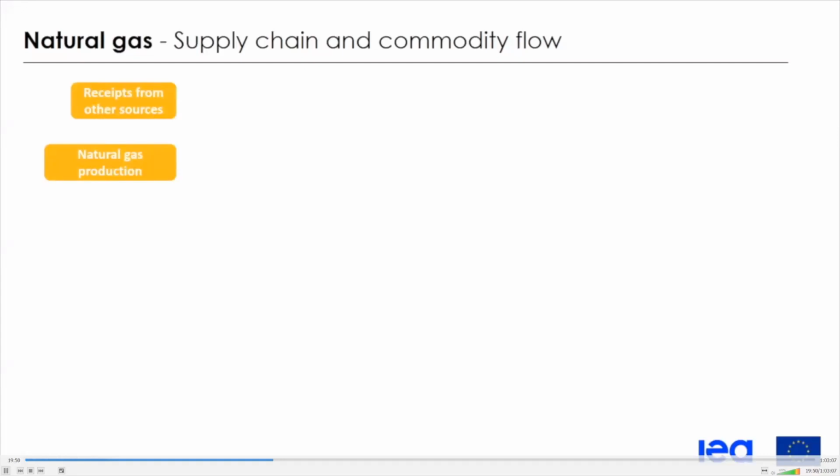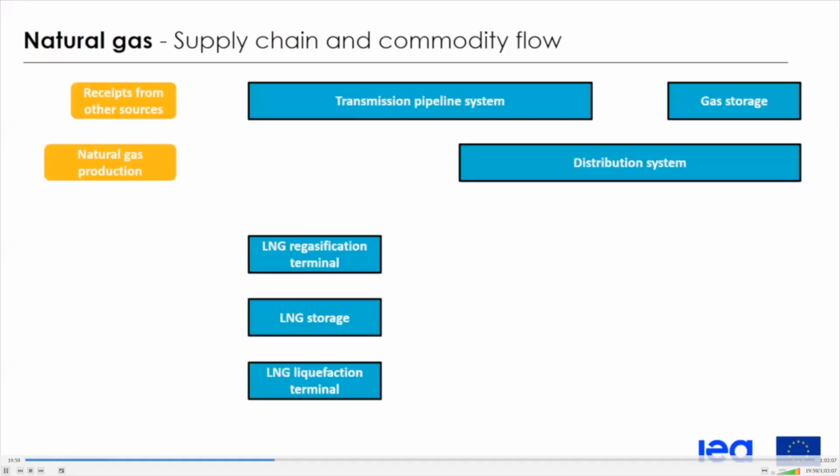We also cover in our methodology the infrastructure that connects production with consumption. So this includes the transmission pipeline systems, the distribution systems, and the LNG terminals in the country.